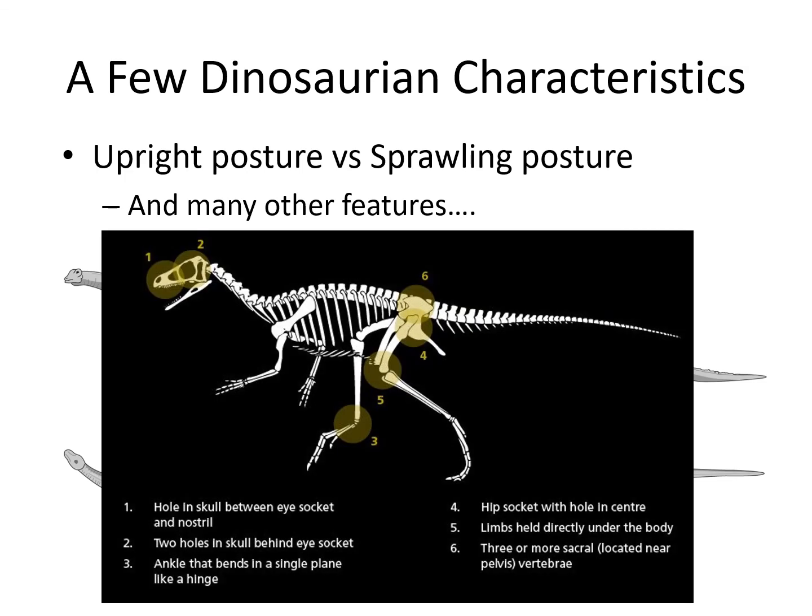But there's a lot of other features. There's how many extra holes are in the skull, and what kind of ankle bone they have, and what's going on with the hip socket, how the limbs are held, how many vertebrae they have in their pelvis. These are all the characteristics we use to say something is a dinosaur versus something else.